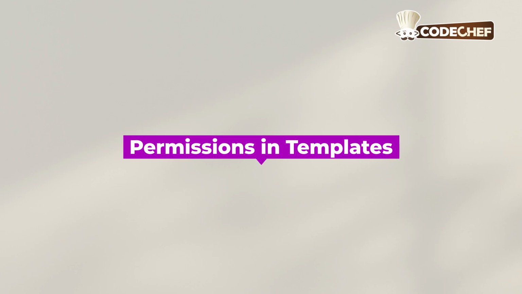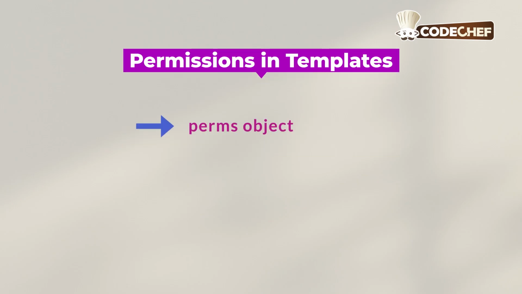Now, permissions are not limited to views. Django also exposes a perms object in templates, which allows us to show or hide UI elements based on permissions.